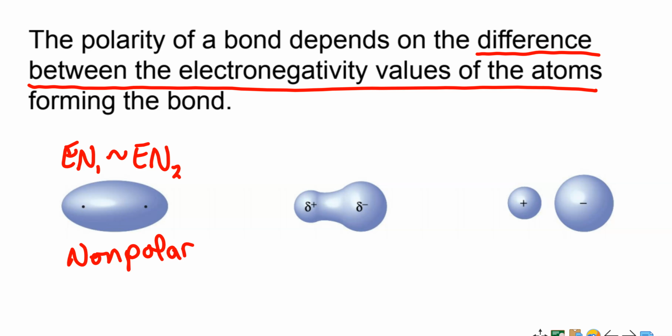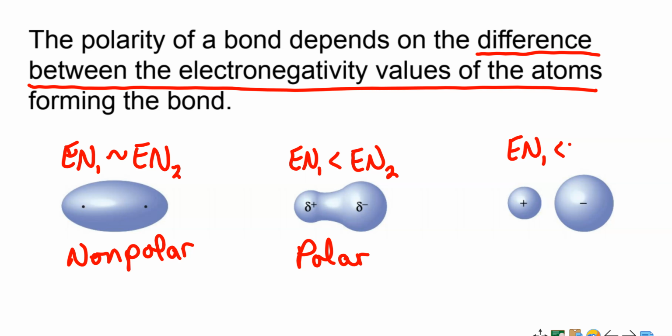Okay? When the electronegativity of the first atom is less than the electronegativity of the second atom, you have a polar bond. And when the electronegativity of the first atom is much less than the electronegativity of the second atom, you have an ionic bond. There's no hard and fast rule for differences between electronegativities.